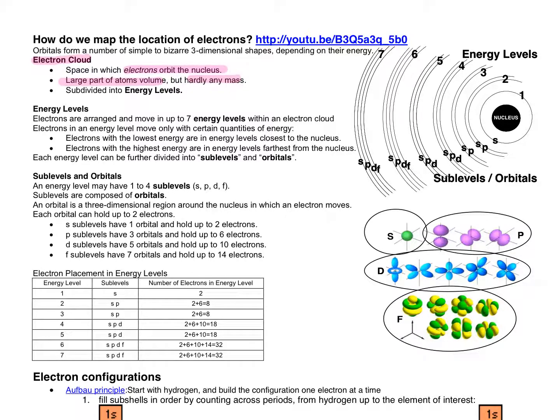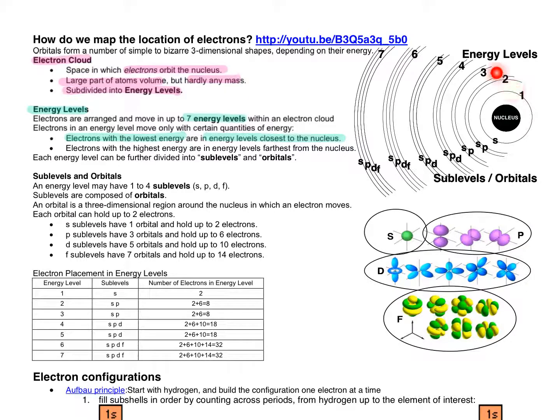When we take that entire electron cloud, the first thing we're going to do is subdivide it into energy levels. So energy levels are broken up into 7 energy levels. If you look at a periodic table, there are 7 side-to-side periods. Well, that's because your periodic table correlates directly with the design of the elements and the design of their orbitals. So for each energy level, you have one side-to-side period in the periodic table. Electrons in an energy level move with only certain quantities of energy. So electrons with the lowest energy are in the energy levels closest to the nucleus.